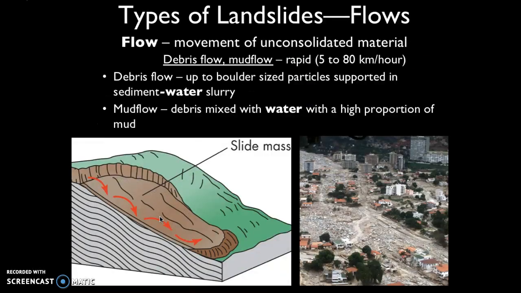Okay, the third type of flow that we have is going to be debris flows or mud flows, which are pretty cool, obviously devastating, but very cool. They're very fast. They're between 5 to 80 kilometers an hour, which is somewhere between 3 and like 50, 55 miles an hour. So debris flows are going to have up to boulder-sized particles that are supported in this kind of water slurry. The reason why you have these boulders inside of this water slurry, why they travel and not just simply sink to the bottom, is because this water slurry has a fairly high viscosity.